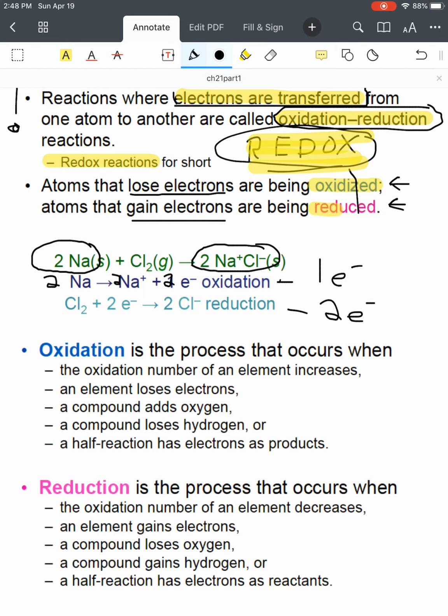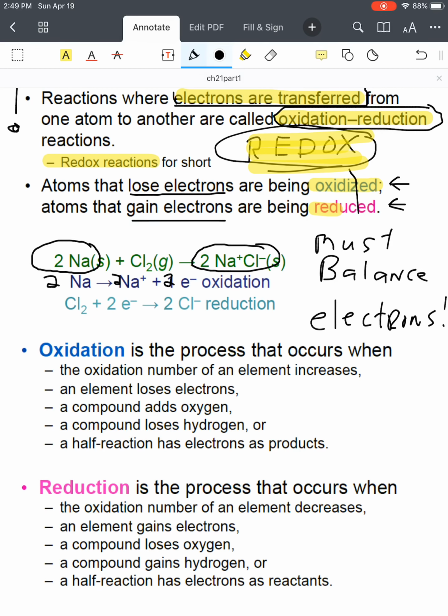But the point in me bringing this up is that when we're balancing chemical reactions involving oxidation and reduction, we must not only balance mass, but we must also balance electrons or charges. More on that later, okay? But this is our first look into that.